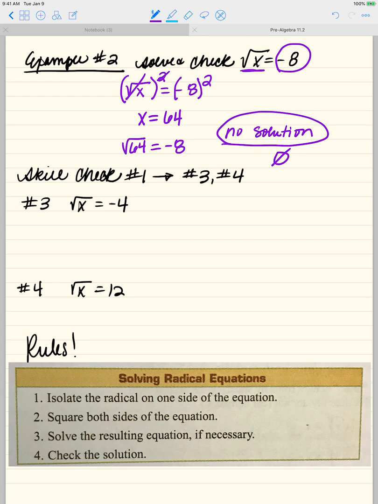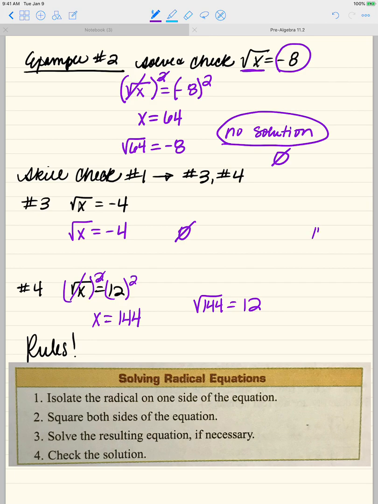All right. Skill check number 1. Let's look at number 3 and number 4. Number 3, square root of x is equal to negative 4. Hopefully by the steps that we just worked through on example number 2, you recognize there's no solution to this. There's nothing that I can take the square root of and arrive at a negative number. Okay. Number 4, square root of x is equal to 12. Square both sides. X is equal to 144. Square root of 144 is in fact 12. We have done it right.